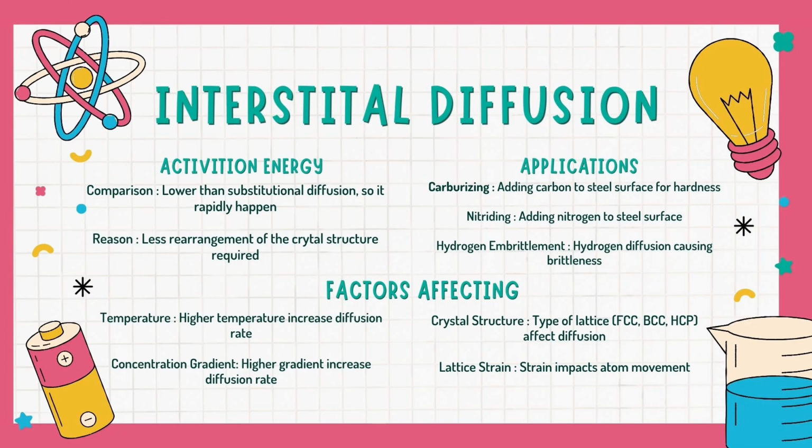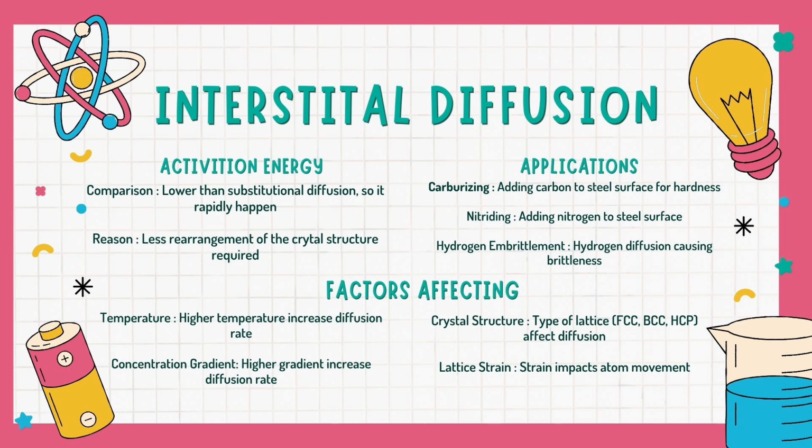For activation energy, interstitial diffusion has lower activation energy compared to substitutional diffusion, so it can happen rapidly. This is because less rearrangement of the crystal structure is required. The applications of diffusion are first carburizing, which means adding carbon to the steel surface for hardness. Second, nitriding is adding nitrogen to the steel surface, and lastly, hydrogen embrittlement is hydrogen diffusion causing brittleness.